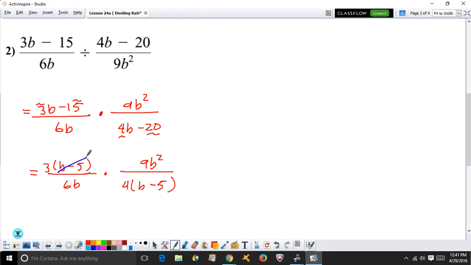Now, here comes a good part. Does anything cancel out? The b minus 5s cancel out. Does anything else cancel out? Well, this b cancels out. Let's do the cancellation in blue. This b cancels out with one of these b's, which becomes a 1. So what do we have now? We multiply 3 times 9, that's 27, times b, so 27b, divided by 6 times 4, so that's 24. And this is our final answer.